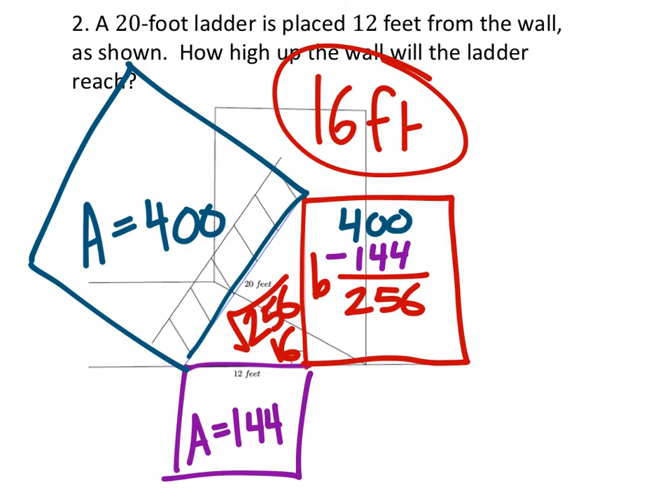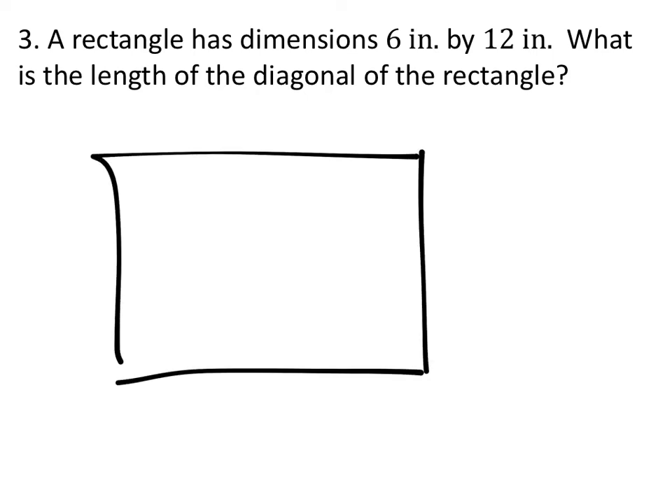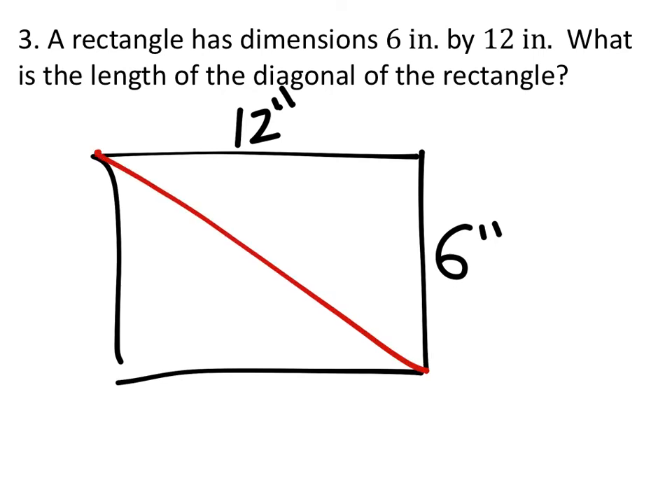And there's our answer. Number 3, a rectangle has dimensions 6 inches by 12 inches. What is the length of the diagonal of the rectangle? Well, let's draw the rectangle first. Alright, it has dimensions of 6 inches by 12 inches, and no, it's not drawn to scale, but this will do. We want to know the length of the diagonal, which goes from one corner to its opposite corner. So that would be this red line.